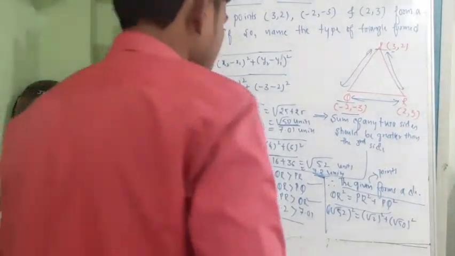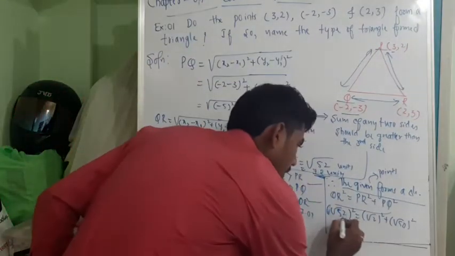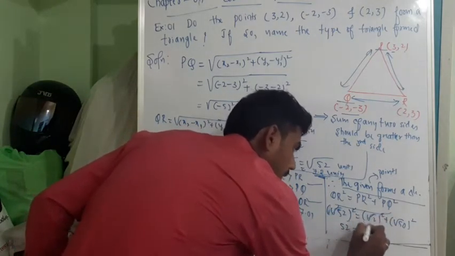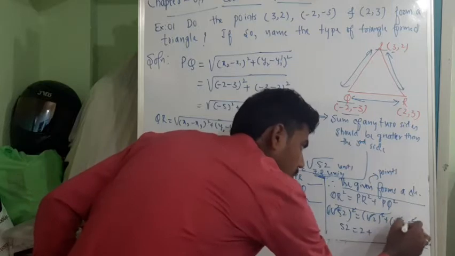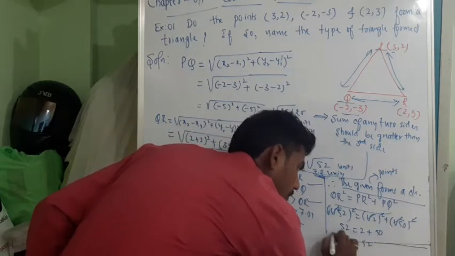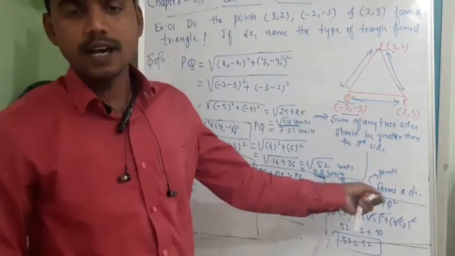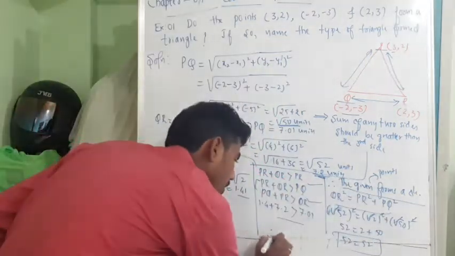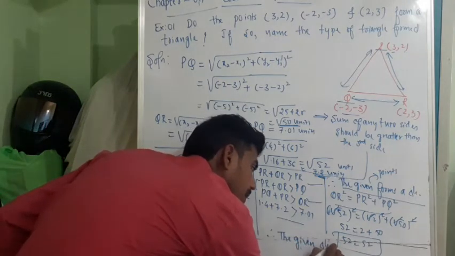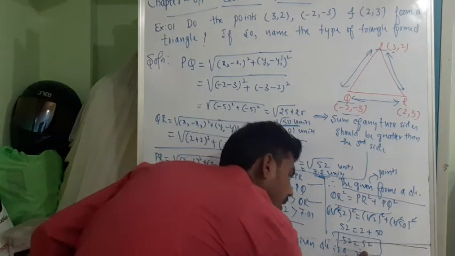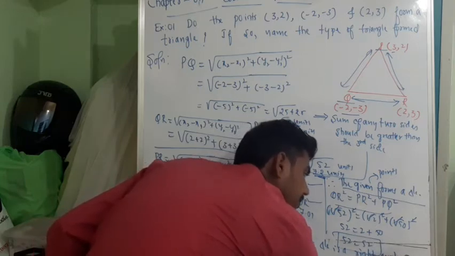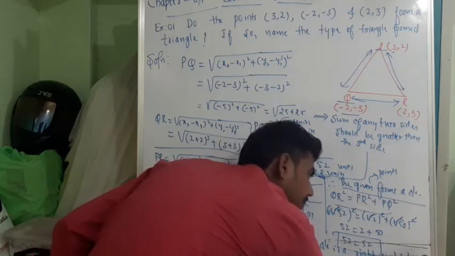Okay. So root 52 square, this square root and square will get cancelled, 52. Again this will get cancelled, this is equal to 2, this is equal to 50. So 52 is equal to 52, therefore the given triangle is a right angled triangle.